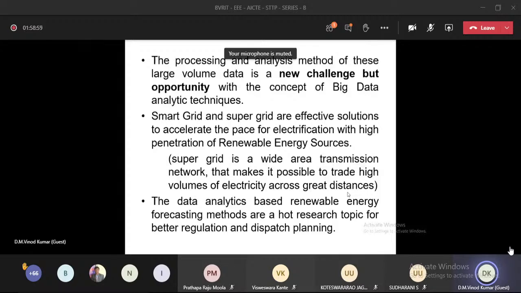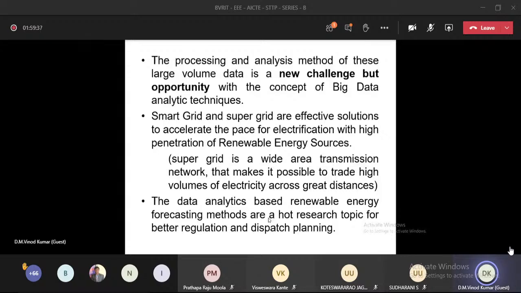That's why we use one more word. Smart grid and super grid are effective solutions to accelerate the pace of electrification with high penetration of renewable energy sources. Therefore, without renewables, the future is a blank. For data analytics based renewable energy, mostly say solar is there. Whether it is the radiation and all that, the weather conditions change. We can predict how much power I can get. Wind, based upon the wind velocity. Most of the time, with machine learning algorithms I can get predictive modeling. Therefore, they are very helpful from the prediction point of view.